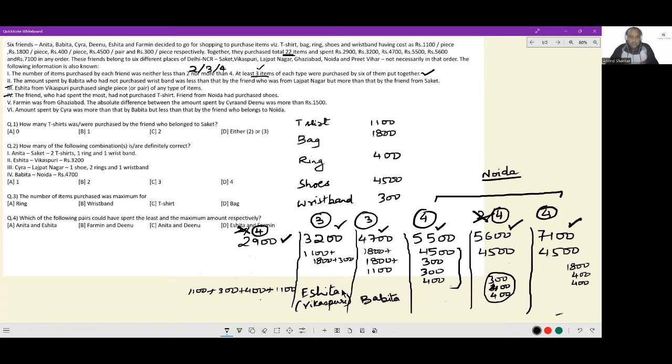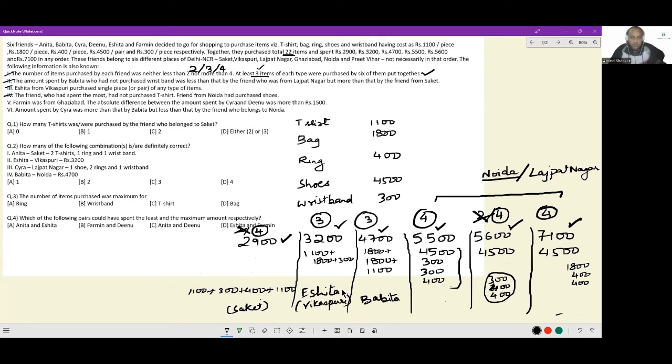Next, Farmin was from Ghaziabad. If Babita is here, you were told what? The amount spent by Babita, who had not purchased the wristband, was less than the friend from Lajpat Nagar. So one of these three spots also has to be Lajpat Nagar. But more than the friend from Saket. Babita's amount is greater than Ishita from Vikaspuri, but also greater than the friend at 2900, who is from Saket. This is also entirely taken care of.